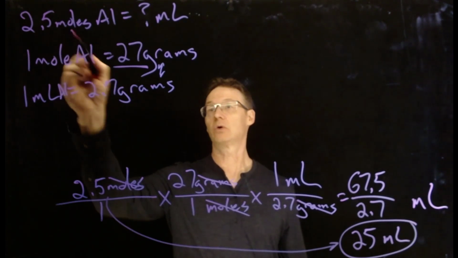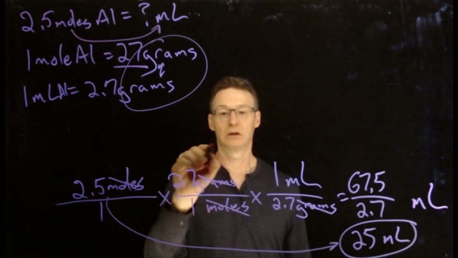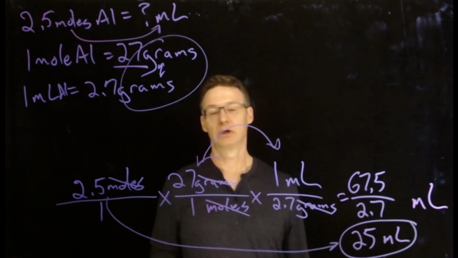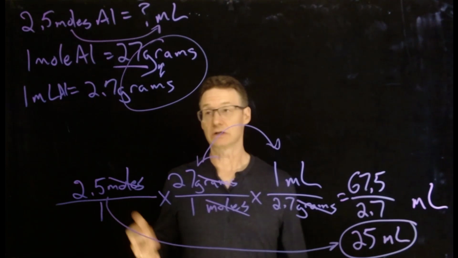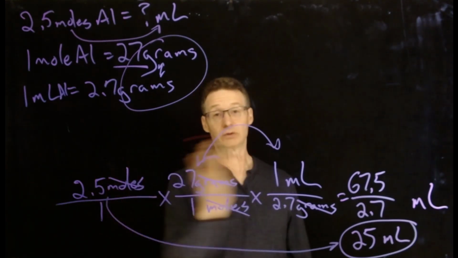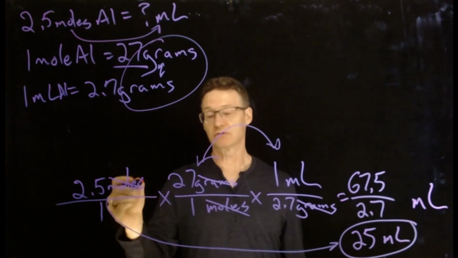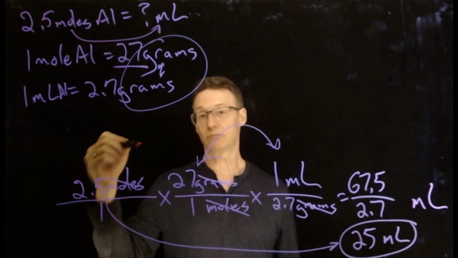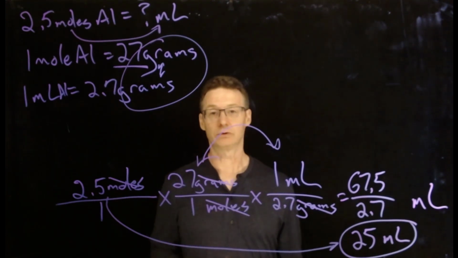We converted from moles to milliliters by using the unit of grams in between and doing a two-step dimensional analysis conversion. In the next video, we'll expand on this to problems that involve multiple steps beyond two, several steps, and also what happens if we need to convert units that appear on both the top and the bottom of our conversion factors. We'll do that in the next video.